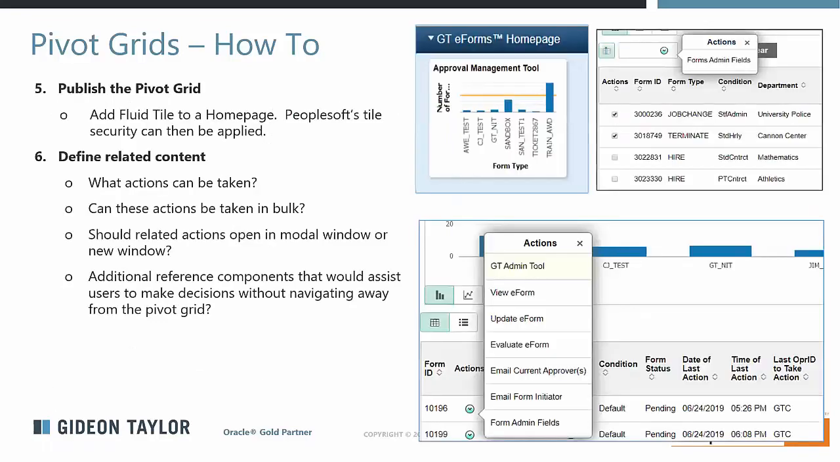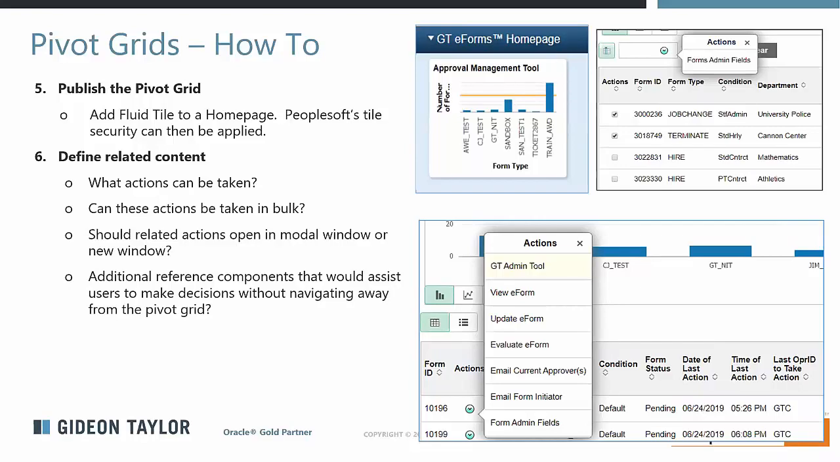Okay, perfect. Next thing to do is we publish the pivot grid using a fluid tile to the home page. And then our next step is defining the related content. So this is back to that question. So the first thing we asked ourselves, what actions do we want to be taken directly from the grid? What should be done, or what can be done in bulk? How do we want the actions to open, whether it's a modal window or a new window?